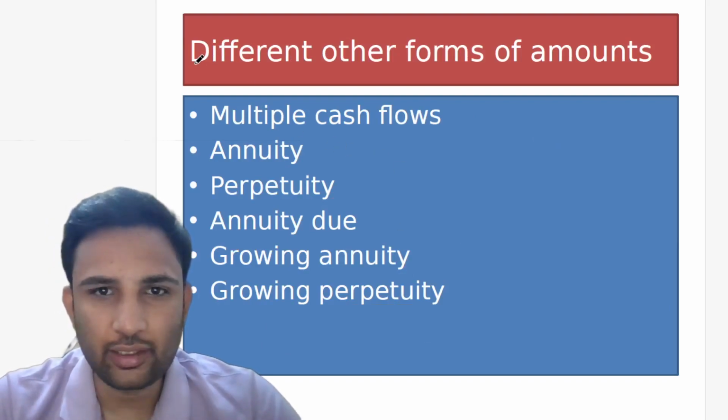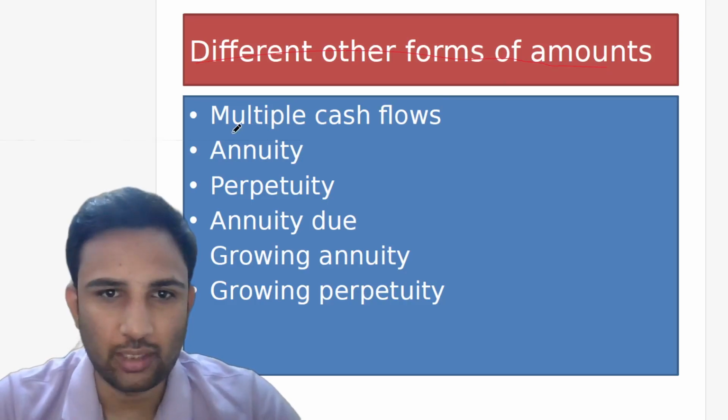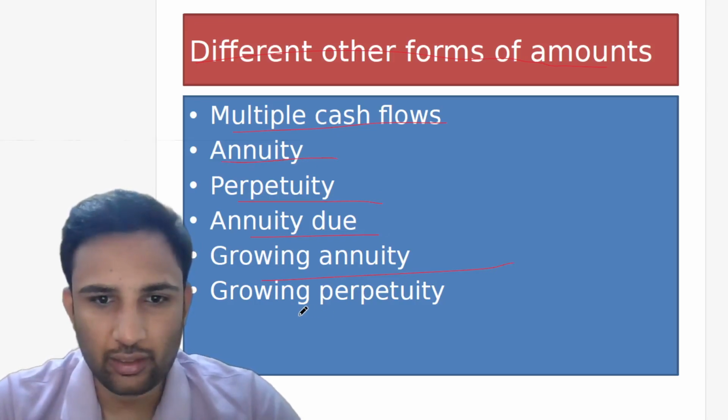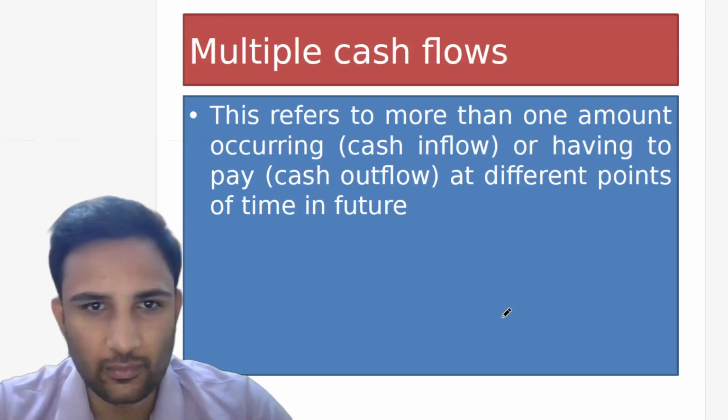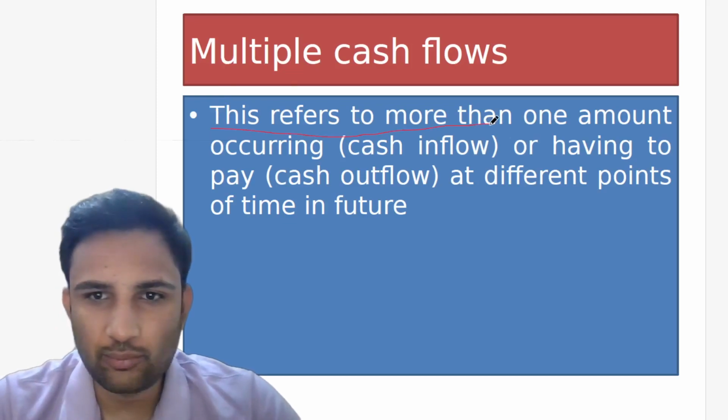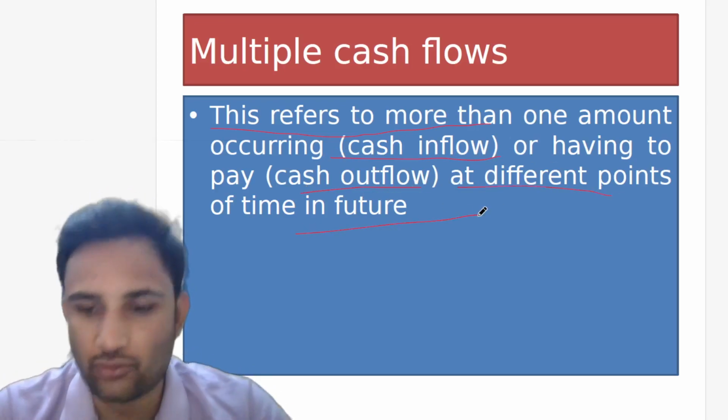So what are the other forms of amounts? Multiple cash flows, annuity, perpetuity, growing annuity, and growing perpetuity. Multiple cash flows refers to more than one amount occurring, that is cash inflow, or having to pay cash outflow, at different points of time in the future.